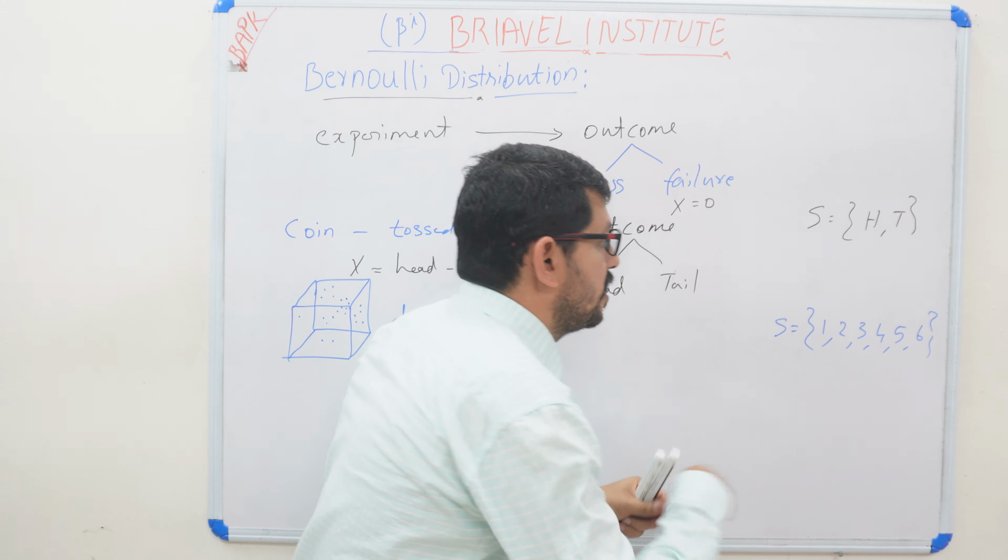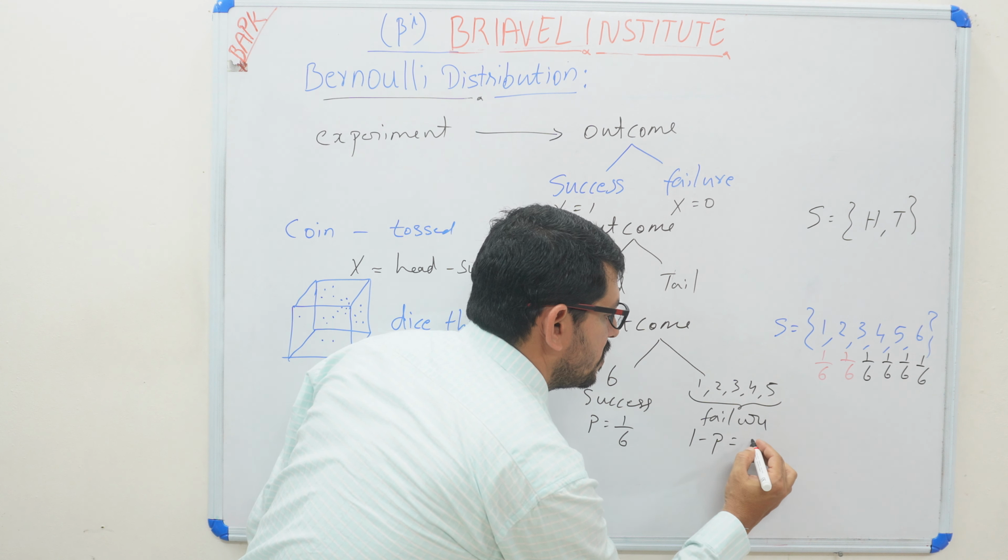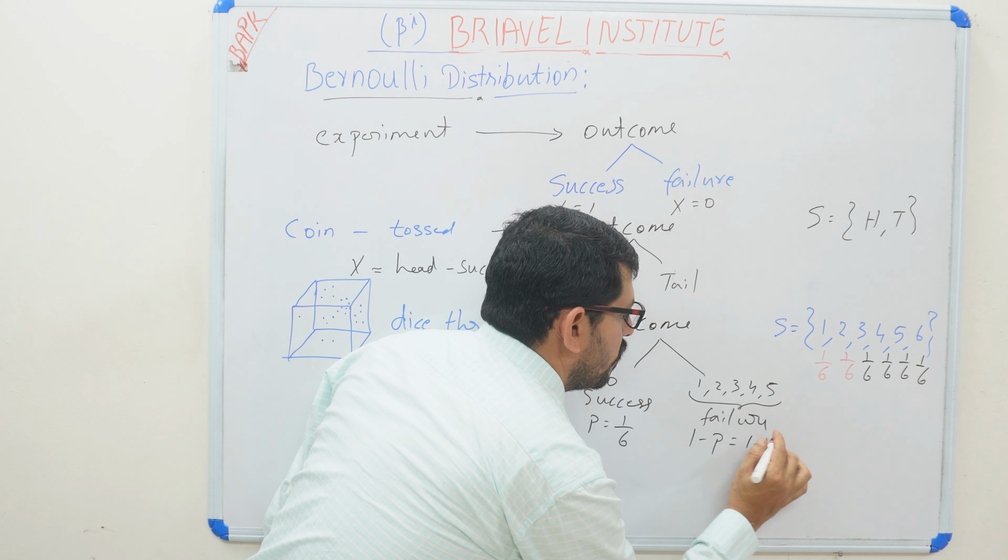So what is the probability? P, my success, is equal to 1 by 6. What is the probability of getting 6? It is 1 by 6. So what is my failure? 1 minus P, which is equal to 1 minus 1 by 6.